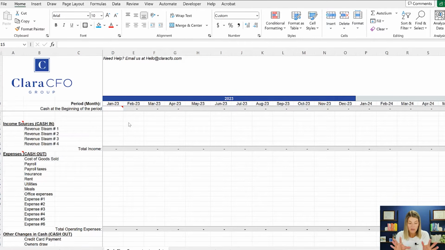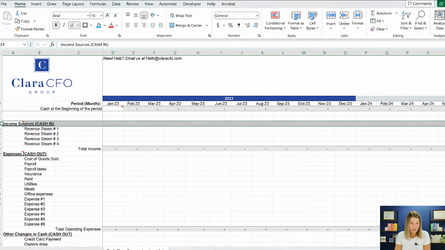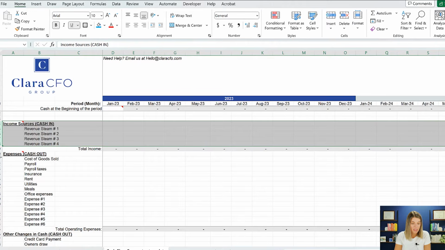And without further ado, let's get into the screen share of our cash flow forecast worksheet. First thing we're going to do here is I'm just going to give you a high level of this spreadsheet that you will be able to use for yourself. So this is the template. It's structured to where it has income sources up here and then expenses.